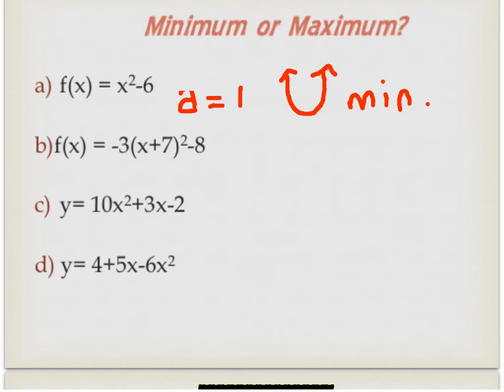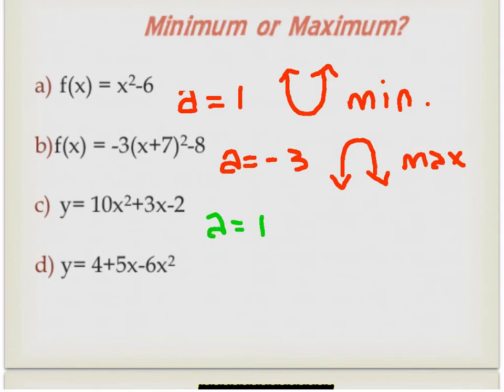All right, the second one, this is in vertex form. Our a is this negative 3 out front. That means we open down, and we're going to have a max. All right, for this next one, a is going to be 10, the coefficient of x squared, right? Which means we open up. So we're going to have a min. For this last one, it's not written in standard form, so you have to rewrite it.